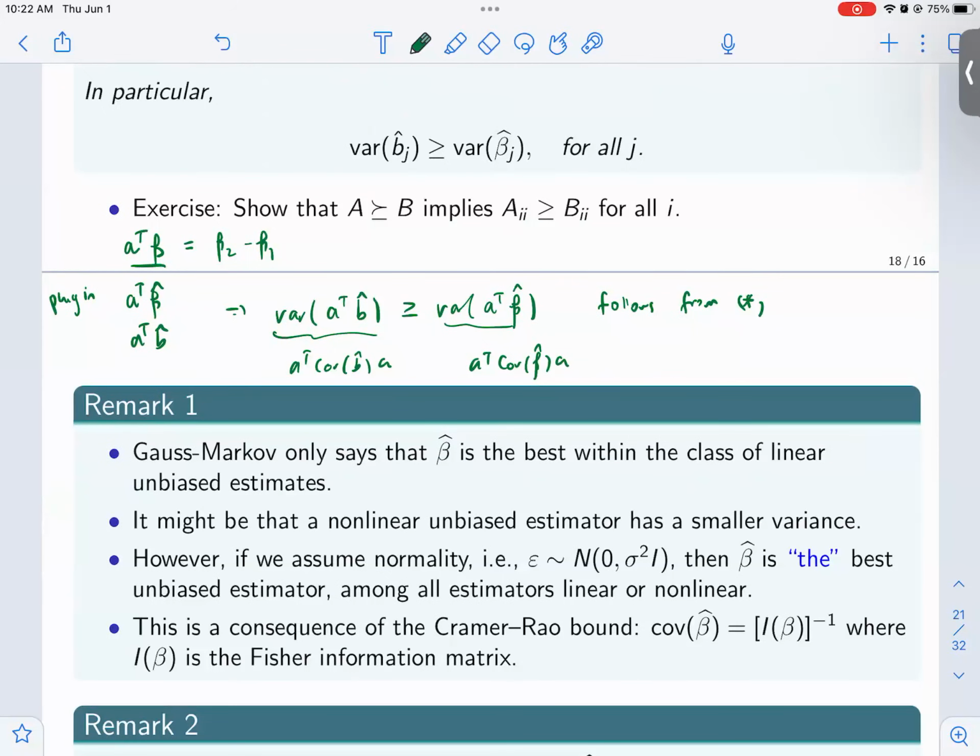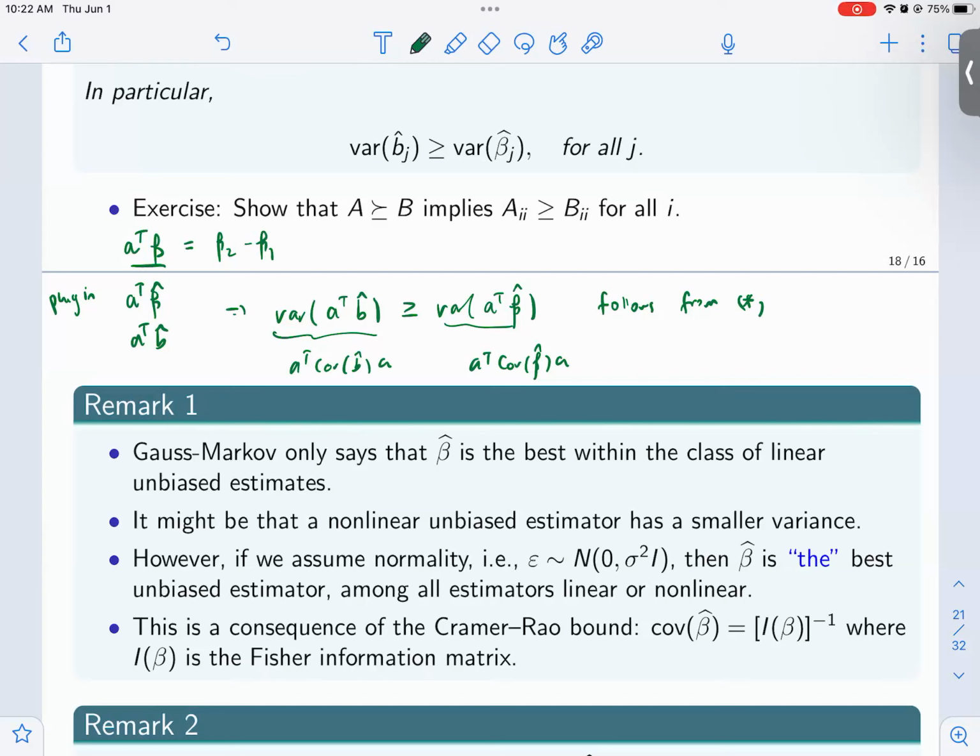So Gauss-Markov only says β hat is best within the class of linear unbiased estimators. There might be non-linear unbiased estimators that have a smaller variance, but if you assume normality, β hat is the best unbiased estimator among all estimators, linear or non-linear. So this statement that I have here doesn't assume Gaussianity, but if you add Gaussianity, then the competing estimator need not be linear. It just has to be unbiased. So you can drop this assumption of linearity.